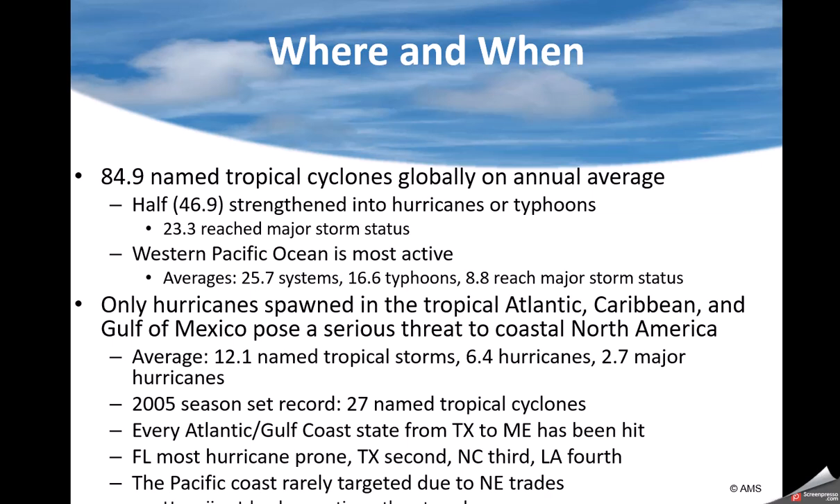So typically on average, each year, there are about 85 tropical cyclones globally. Globally, the Western Pacific actually has the most, in areas like the Philippines and Japan. That area has the most tropical cyclones. We average about 12 named storms in a year, 6 of which typically become hurricanes, and between 2 and 3 become major, which is a Saffir-Simpson scale of 3 or greater.